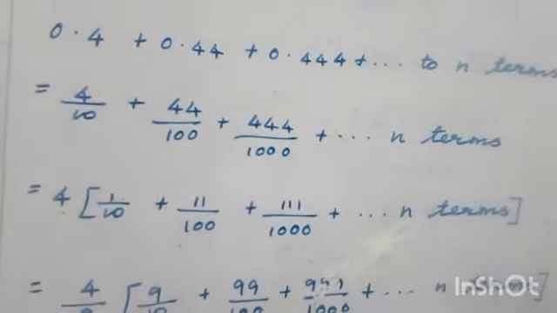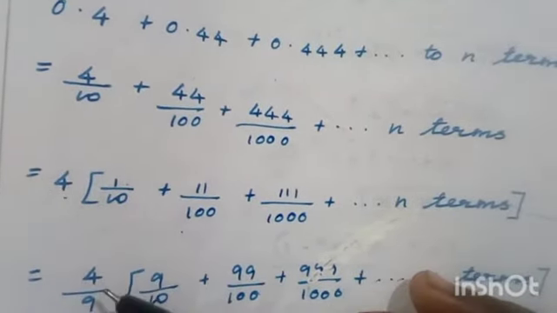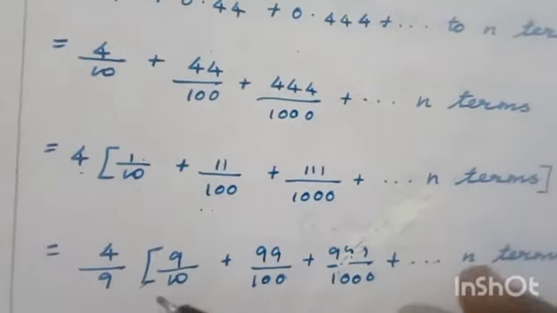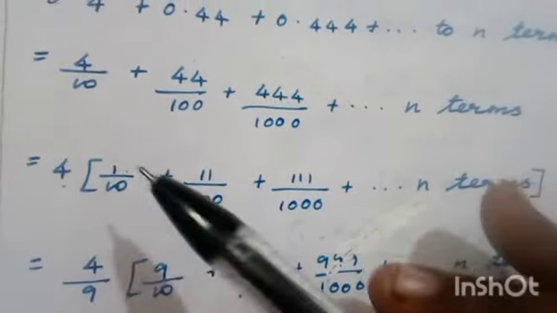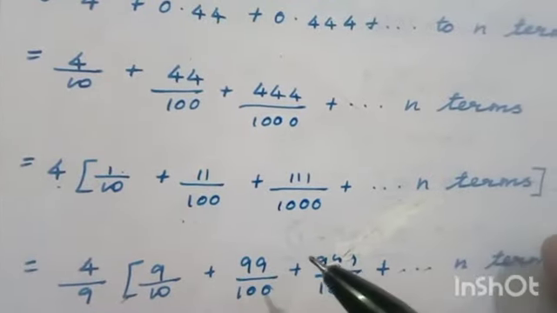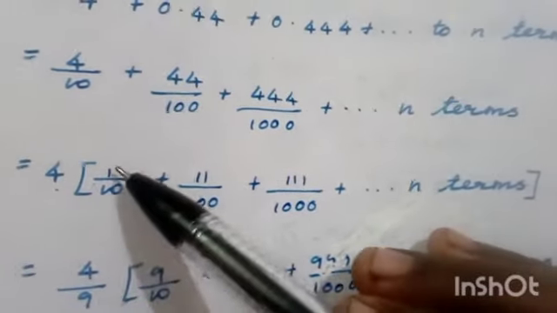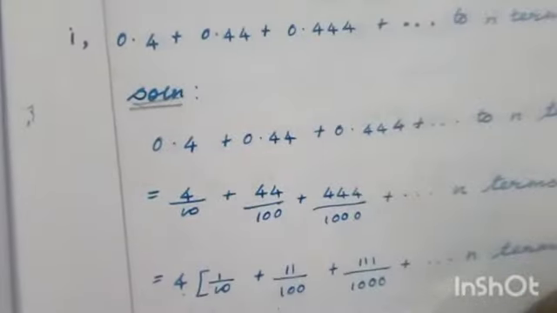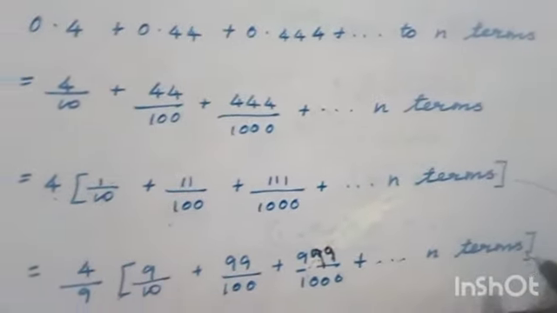n terms. Next, we multiply and divide by 9, it is a rule. When we multiply and divide by the same number, we don't get any change in the given expression. So inside you have to multiply by 9, outside you have to divide. So that is 4 by 9 into, 1 into 9 is 9, 11 into 9 is 99, 111 into 9 is 999 by 1000 plus etc. to n terms.